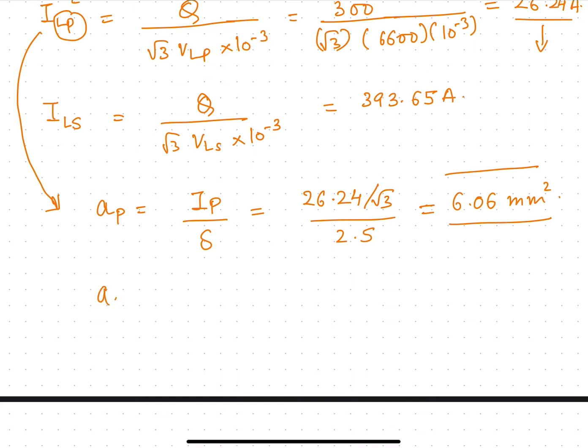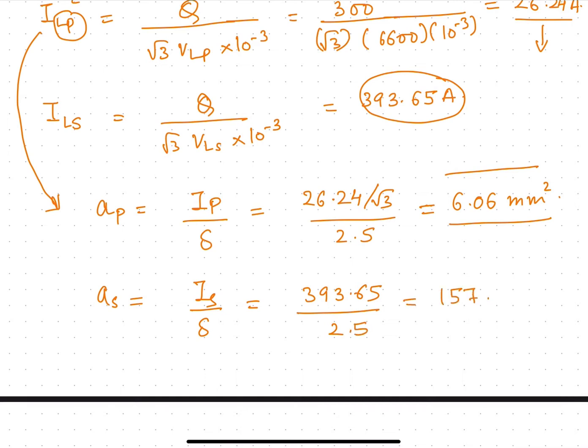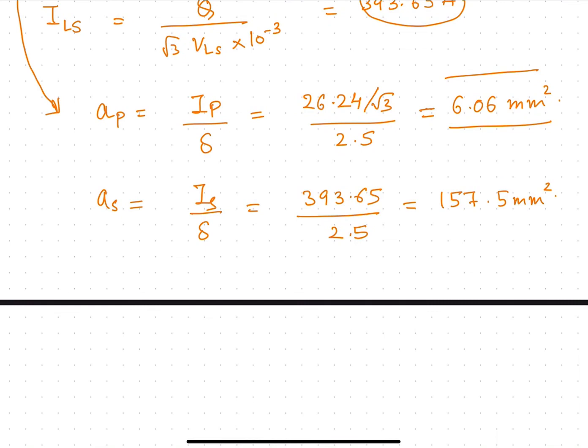And for the secondary case, which is the delta, in the delta case the line and the phase currents are the same, so we'll use this current. So it's going to be IS over delta, so it's going to be 393.65 over 2.5, and this is going to be 157.5 mm squared, the area of the secondary conductors.